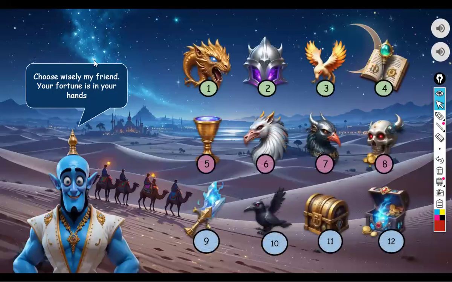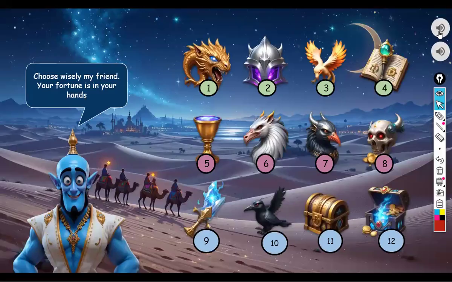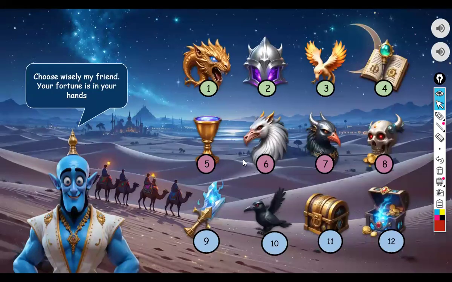Choose any two icons. You're allowed to choose up to two icons. Any two, let me know. All right, let's see if you guys got lucky. Let's see how much your two icons are worth.